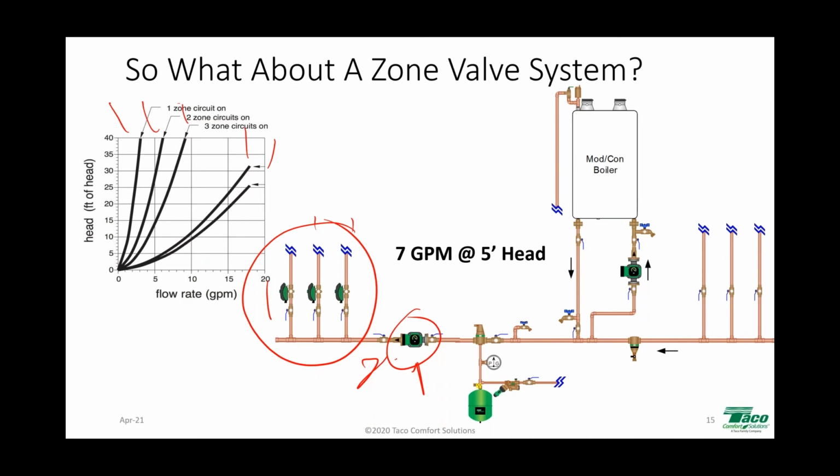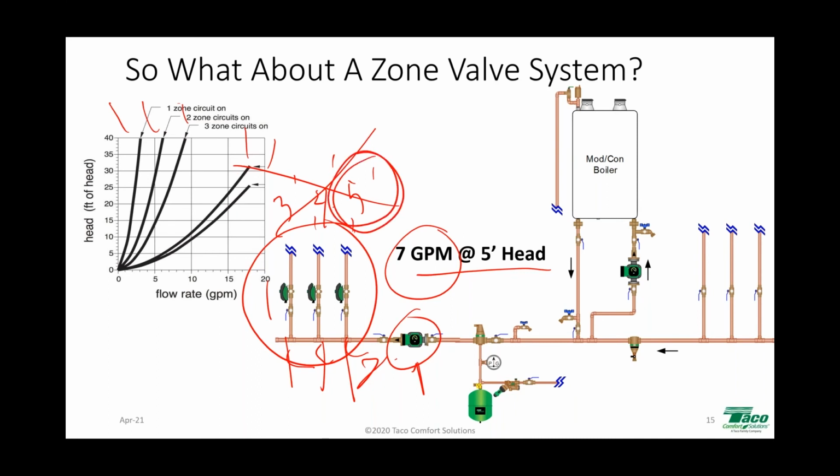Also with the zone valve system, if I have 3 zones and this is 3 feet of head, this is 4 feet of head, and this is 5 feet of head, if I have to size my circulator, I'll size it for the total flow rate. So I add the flow rates of zone 1, zone 2, and zone 3 together to get my 7 gallons per minute. But I don't have to add the head loss together because it's a parallel piping system.